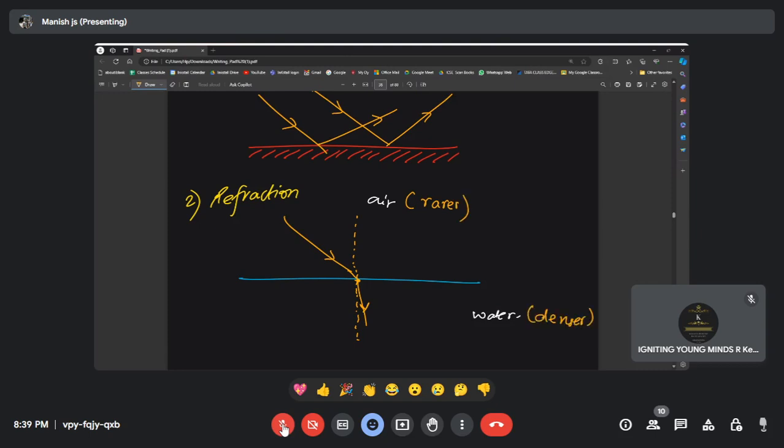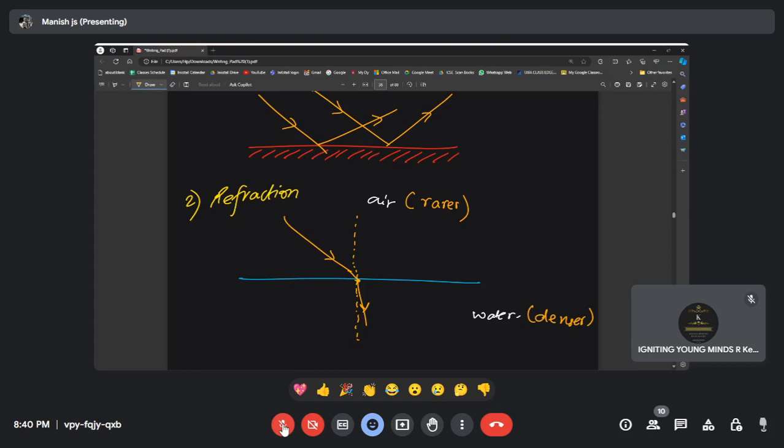Now, what do you mean by rarer and what do you mean by denser? These are again two different concepts. Rarer is basically the lighter medium. Optically lighter medium is called rarer medium, where a light ray can travel with maximum velocity or maximum speed. You all know the speed of light in air or vacuum, which is 3 into 10 power 8 meters per second. When this light ray tries to travel into water, the speed is not the same.